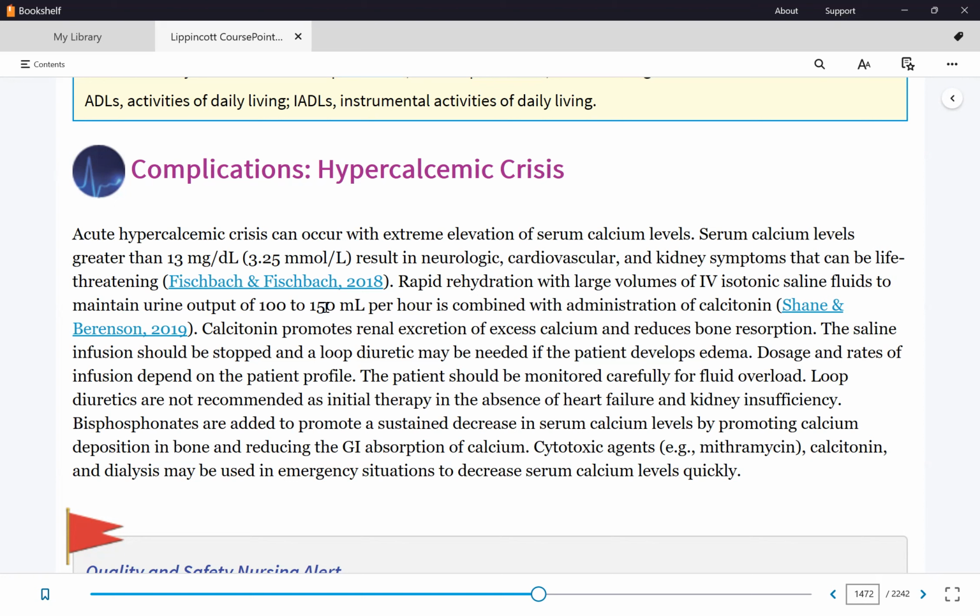So in order to monitor this, what do they need to have? A Foley. And another hormone given is calcitonin. Remember the third hormone we discussed last week, from the thyroid gland? This is the opposite of parathyroid hormone. So calcitonin will decrease serum calcium levels. Okay, we already discussed saline infusion and diuretics.